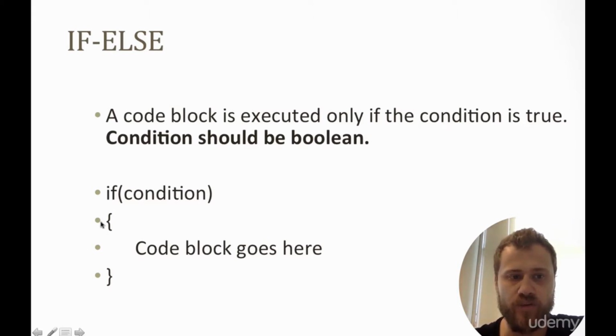After that, we put a curly bracket and write the code that we want to execute if this condition is true, and then we close the block with a curly bracket again. These curly brackets are important because if you don't put a curly bracket, this if condition will be valid for only the next one line.